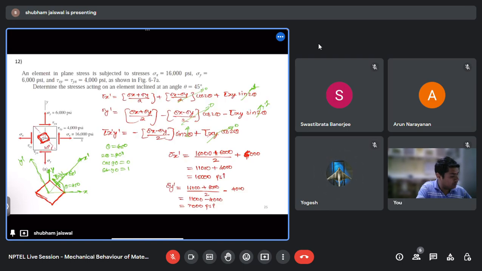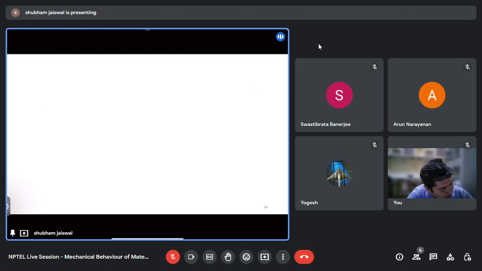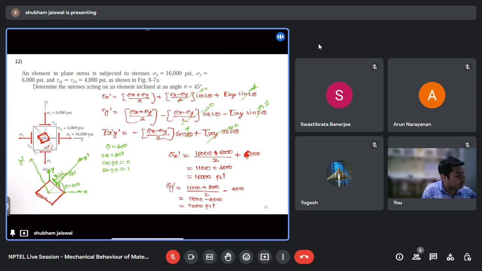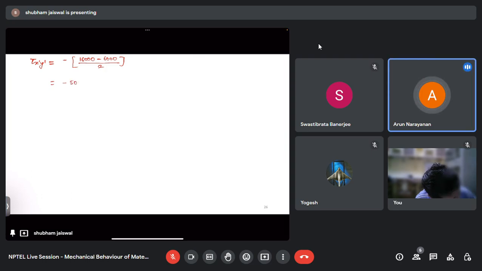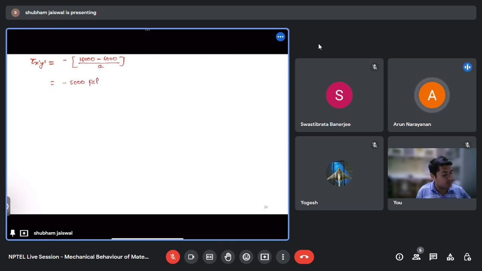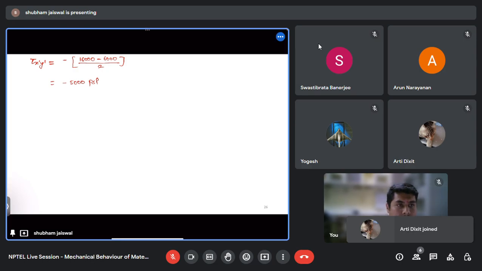Okay. Now we are remaining with tau x prime y prime. How much is it? Only this term is there: minus sigma x minus sigma y by 2. So we have minus 16,000 minus 6,000 by 2, so it comes out to be minus 5,000 psi.